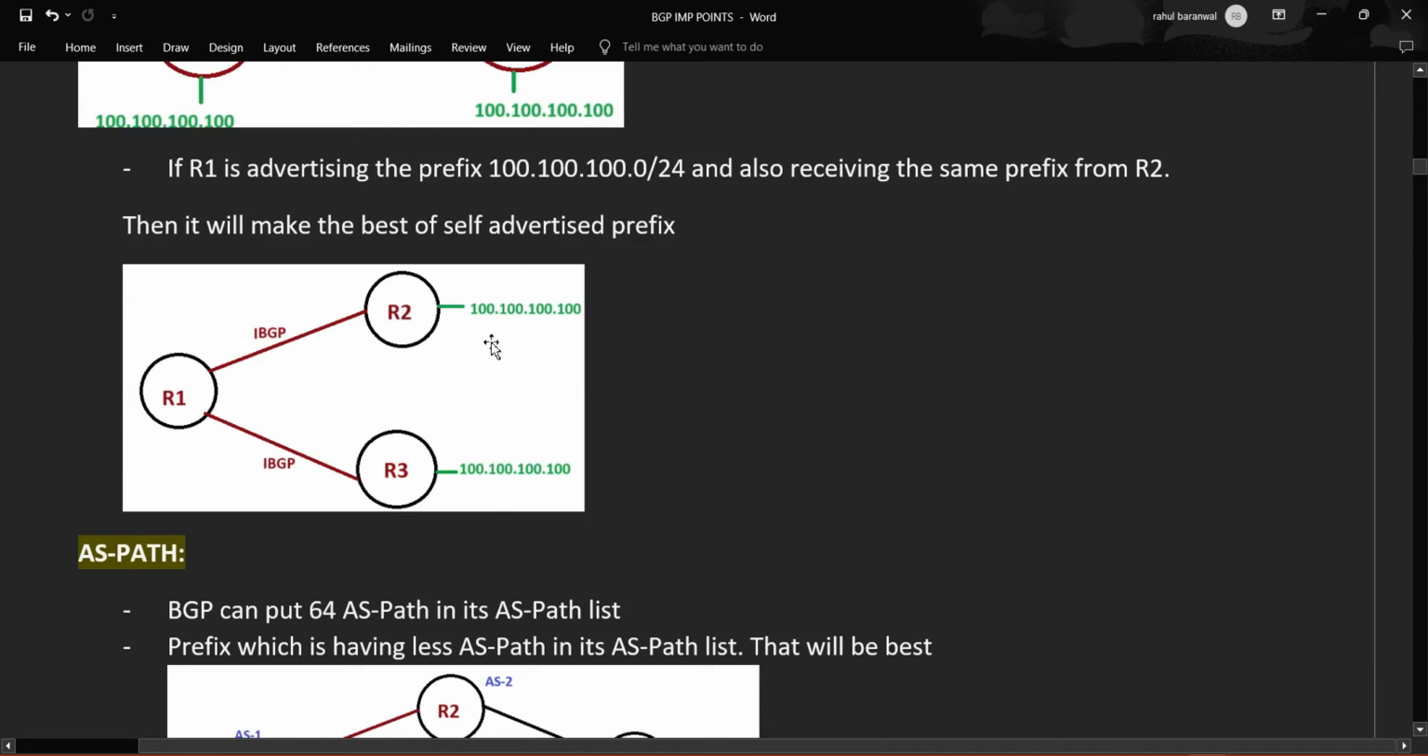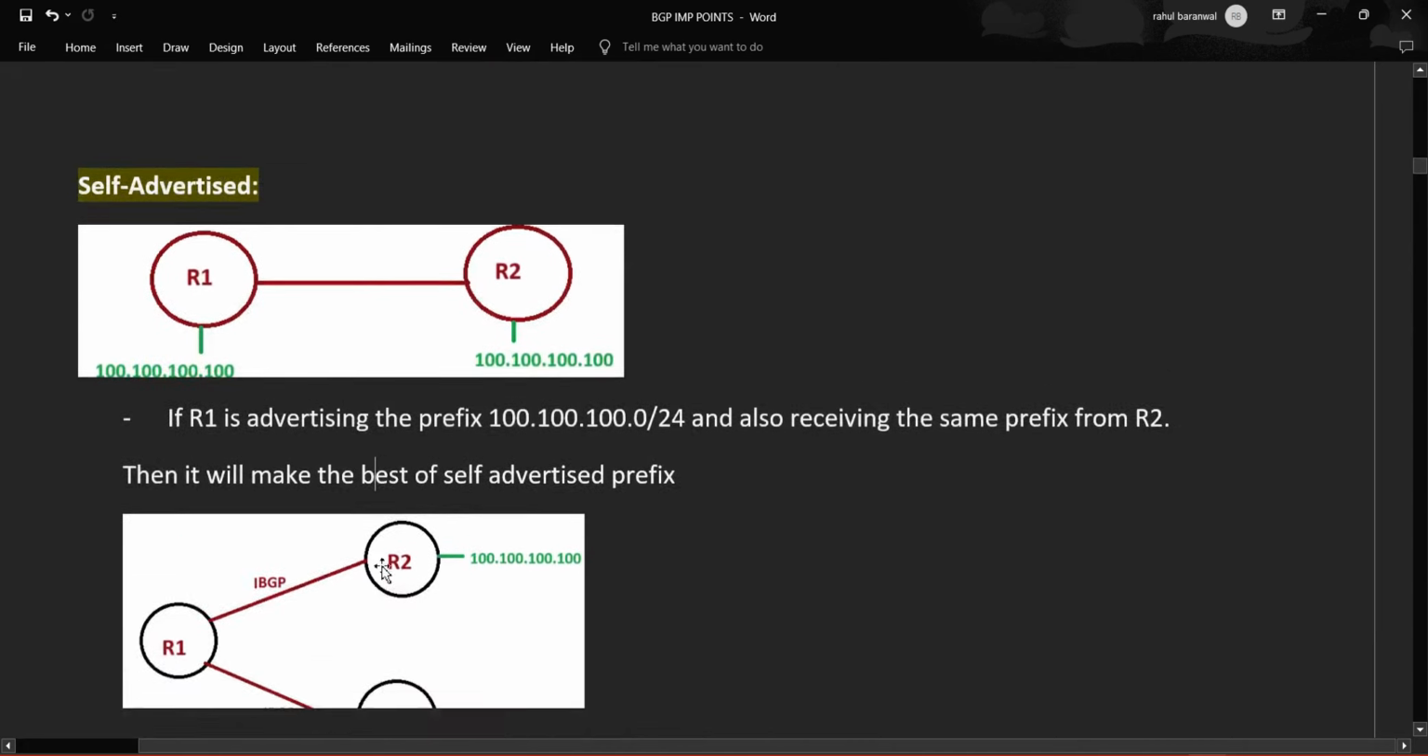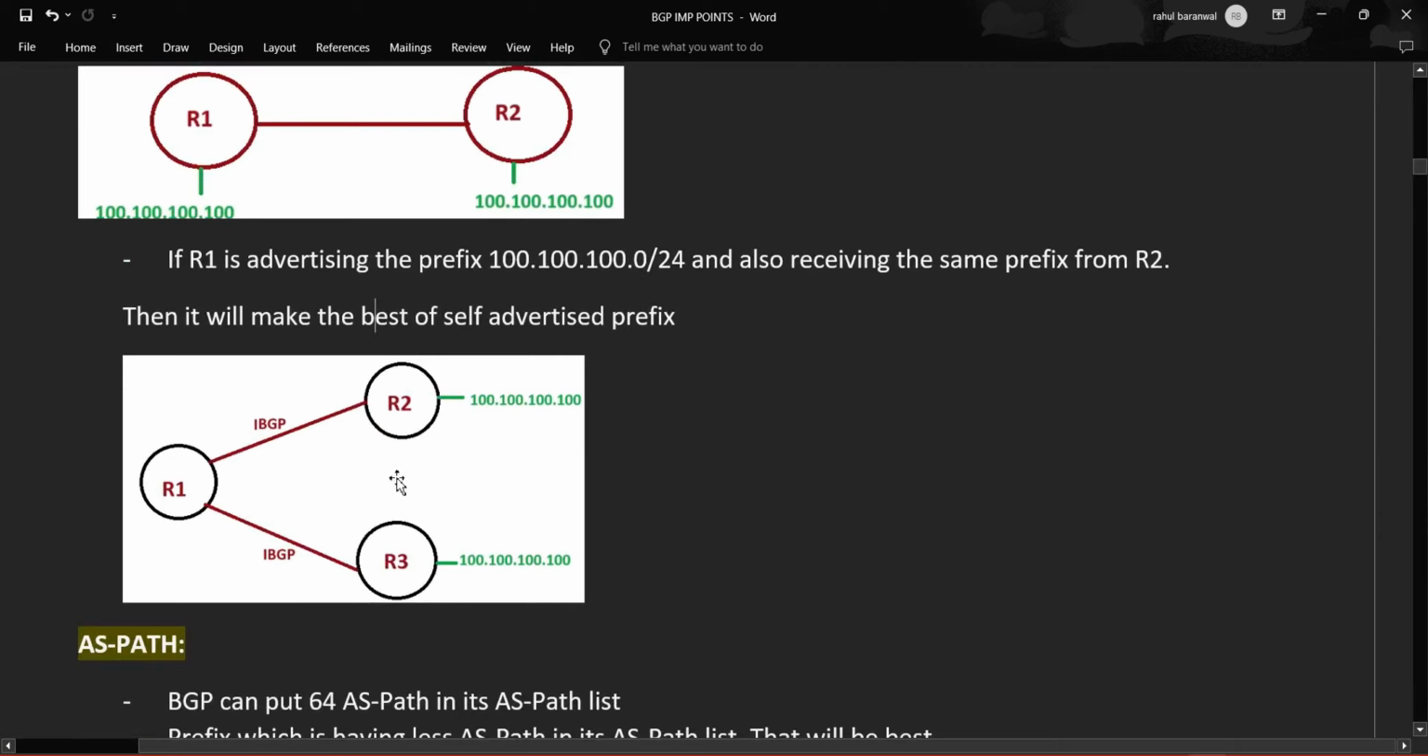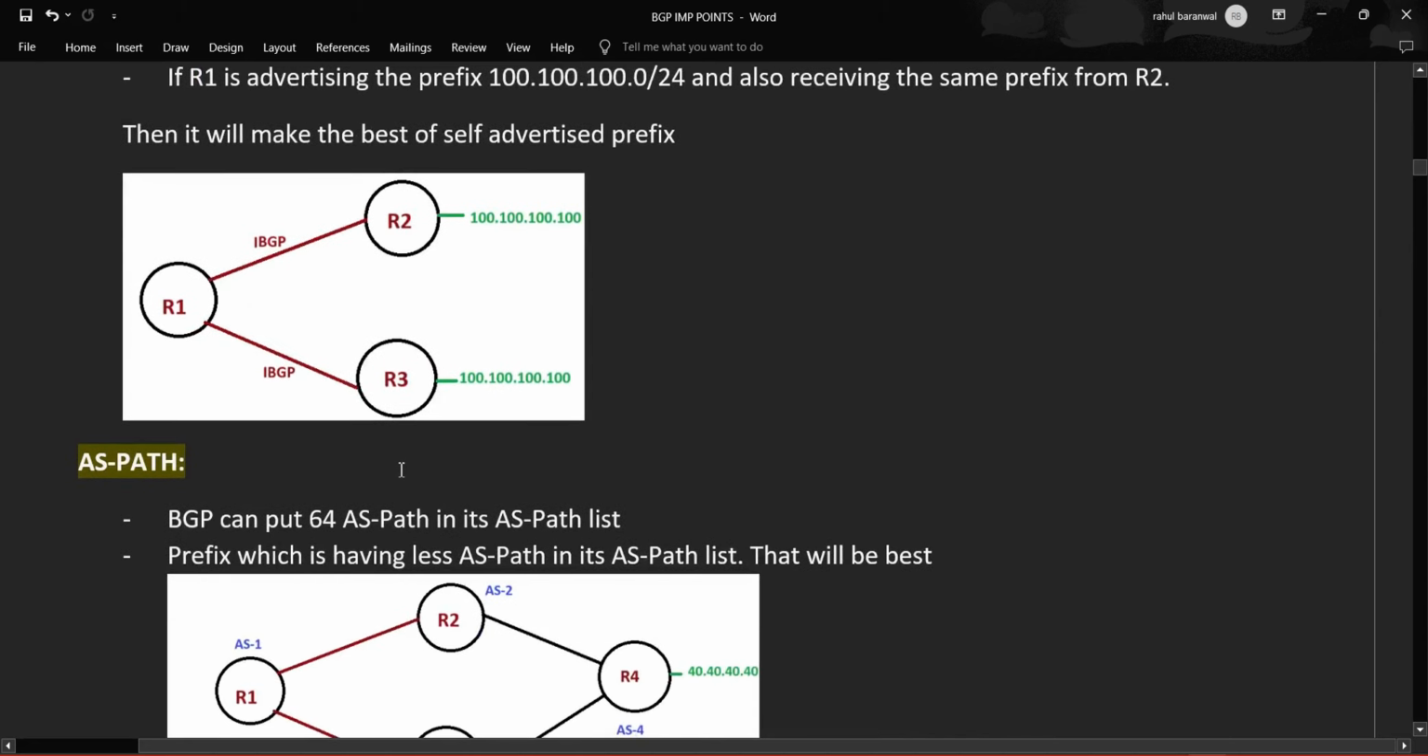So here, with the help of self-advertised or local preference, we cannot decide which path will be best, right? So we need to move on to the next path selection criteria, that is AS path. AS path we use for eBGP neighbors only. So we'll see how we can decide which path will be best in iBGP only. We'll come to that in the next few minutes.